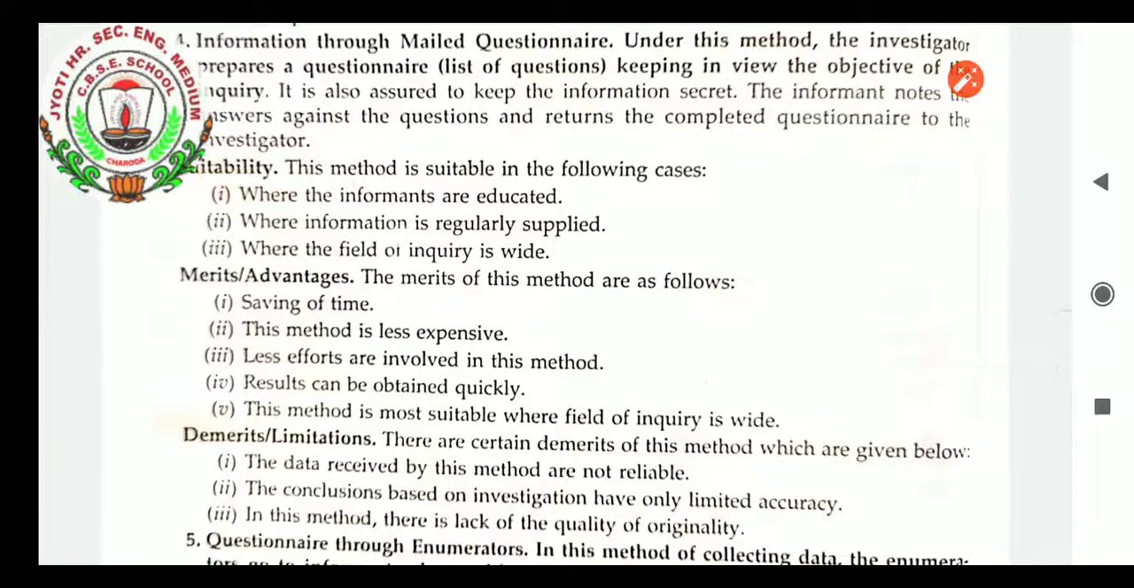Merits: it saves time, because people open the mail, check the questions and give the answer. This method is less expensive. Less effort is involved in this method. Results can be obtained quickly. The method is more suitable where the field of inquiry is wide.